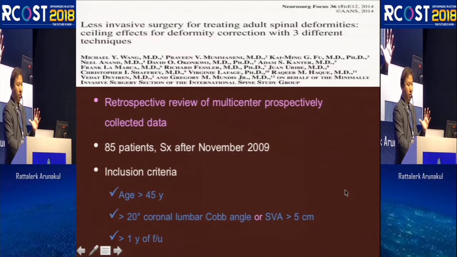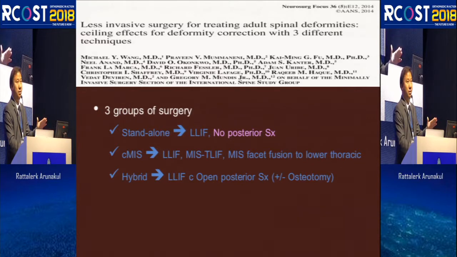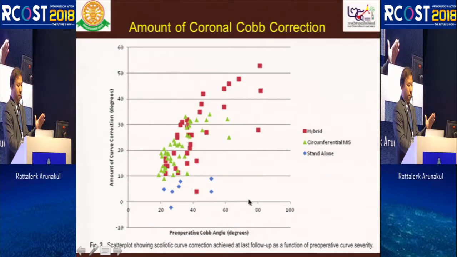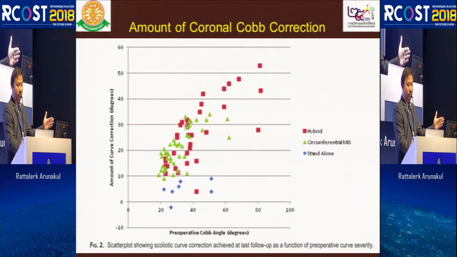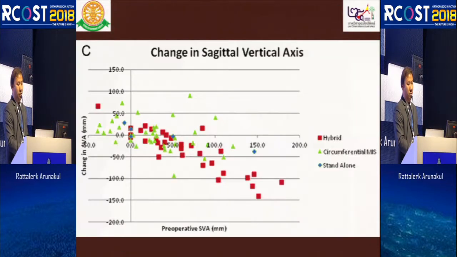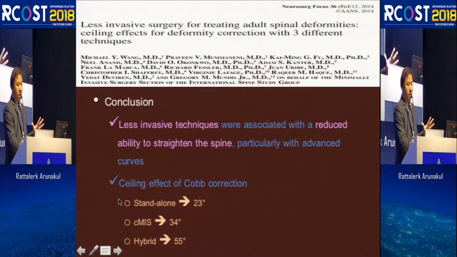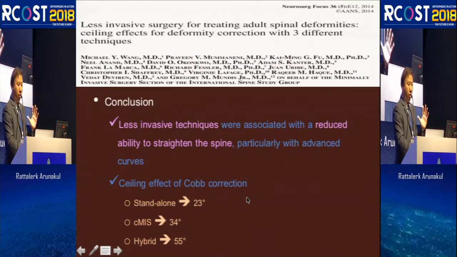And then this is the MIS correction. This is a paper I think I talked about before. It talks about the ceiling of MIS for correcting deformity: standalone, circumferential MIS, and hybrid. The red one is the hybrid, which can correct more deformity in every profile. They conclude the ceiling effect of correction for standalone is about 23, for circumferential MIS about 34, and for the hybrid about 55.